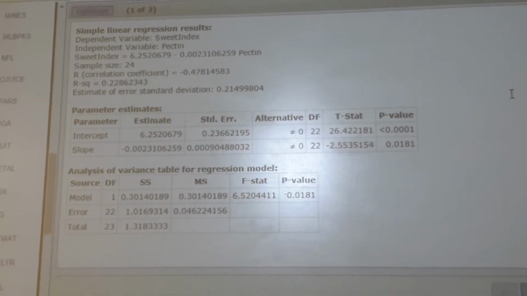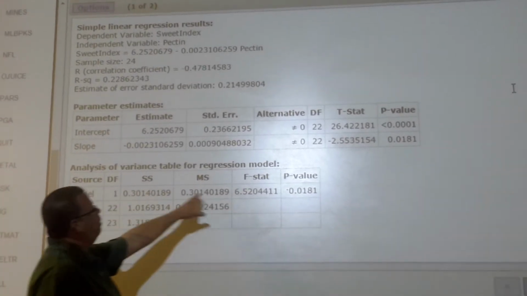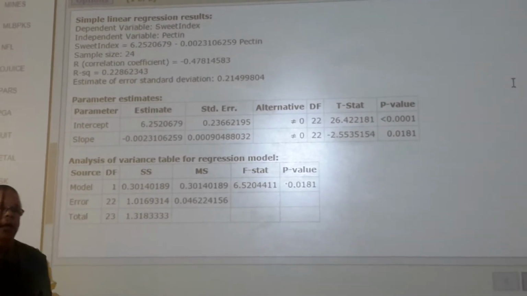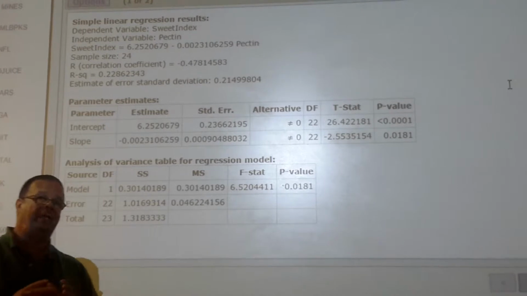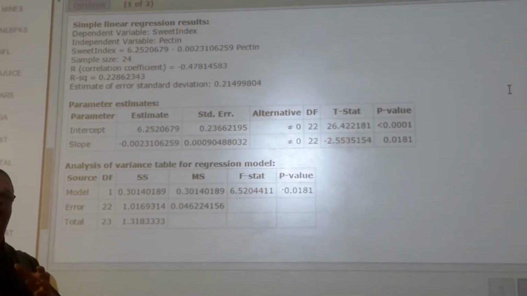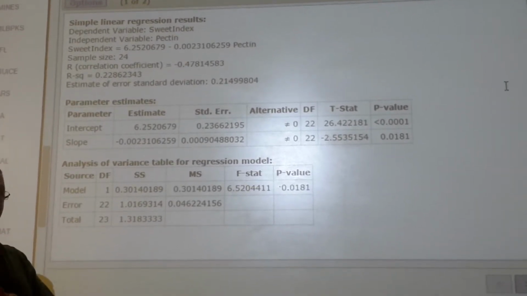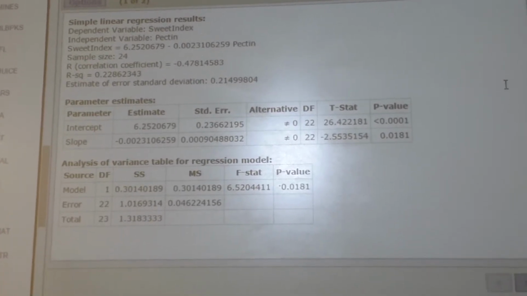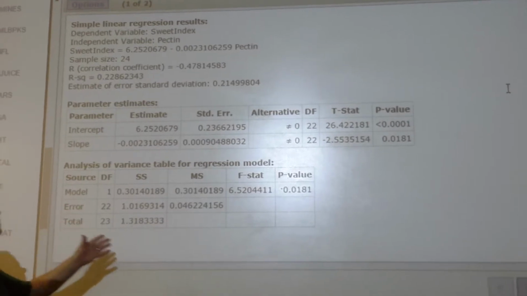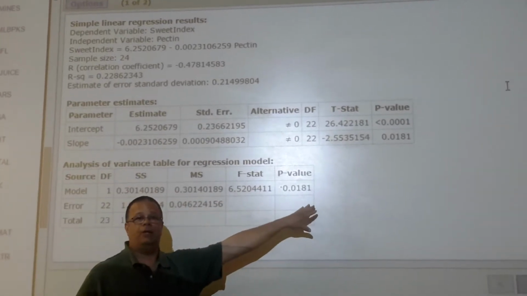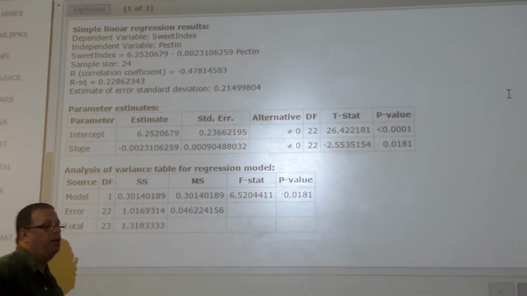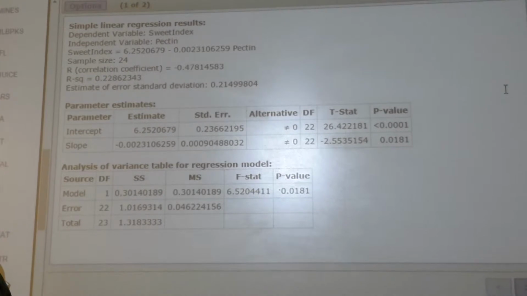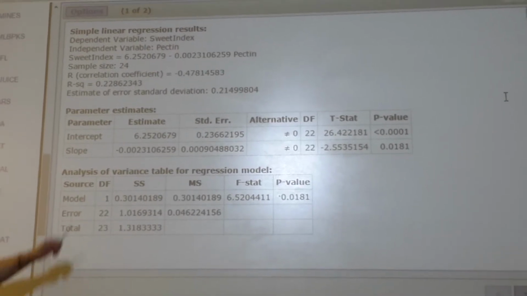You can see that our p-value overall for our regression model comes out at 0.0181. That's less than 0.05, so that means that we do have a significant predictive relationship between the pectin levels and the sweetness index, so that's good. And that's really all that we have to worry about with this bottom table, is making sure that that overall p-value comes out to be less than 0.05. It tells us that the pectin is a significant predictor of sweetness.